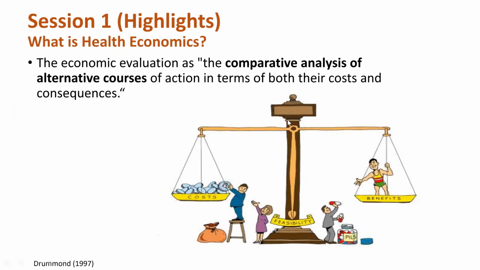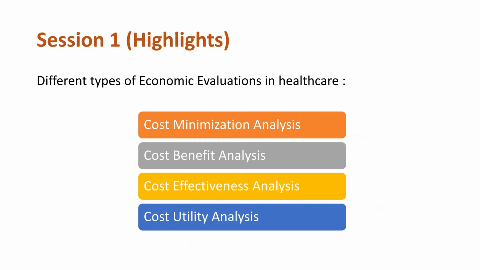Health economics is defined as the comparative analysis of alternative courses of action in terms of both their costs and consequences. So basically, we are comparing two or more alternatives that are usually healthcare technologies, either drugs, devices, or even procedures sometimes. So we compare their costs and consequences to inform decision making.